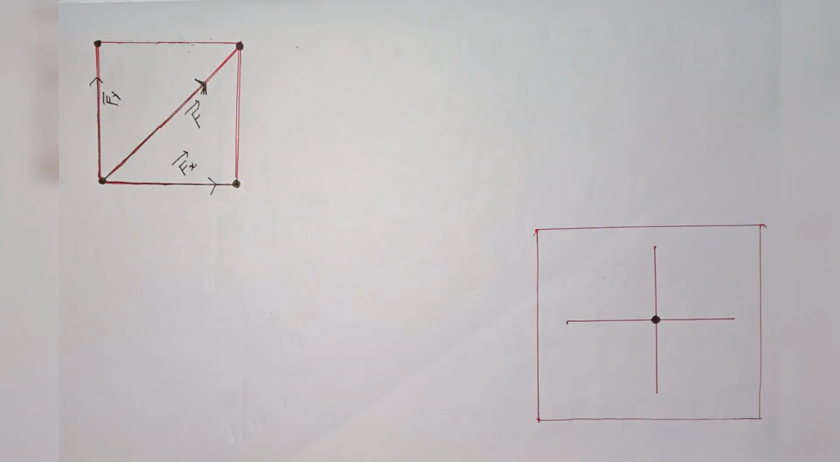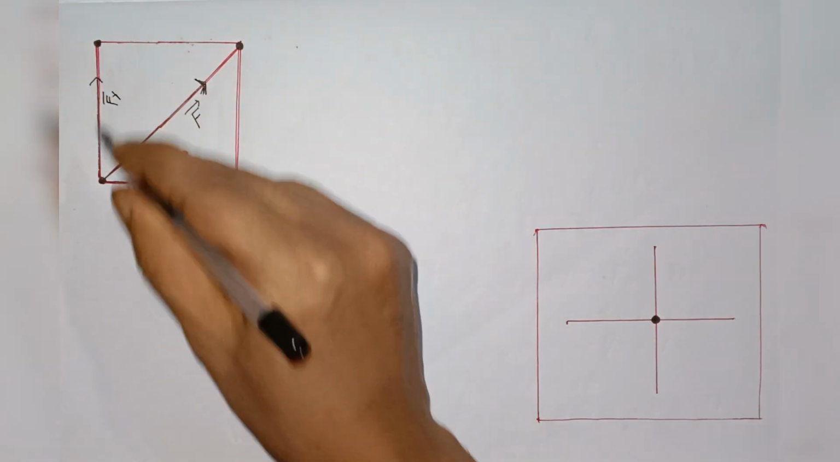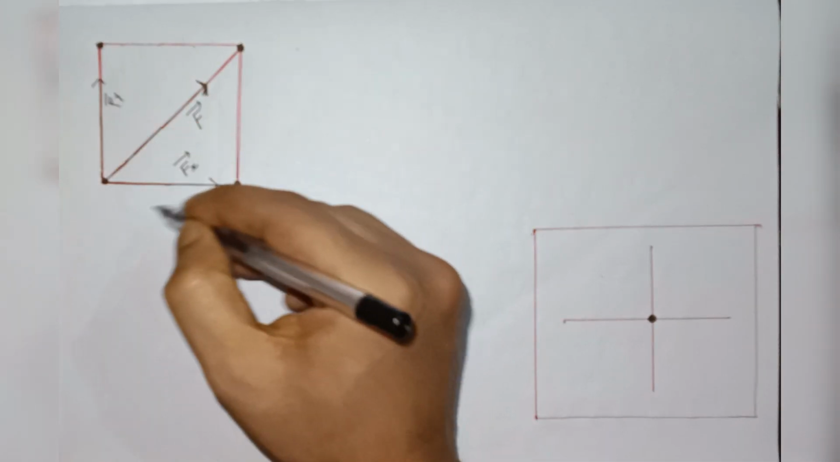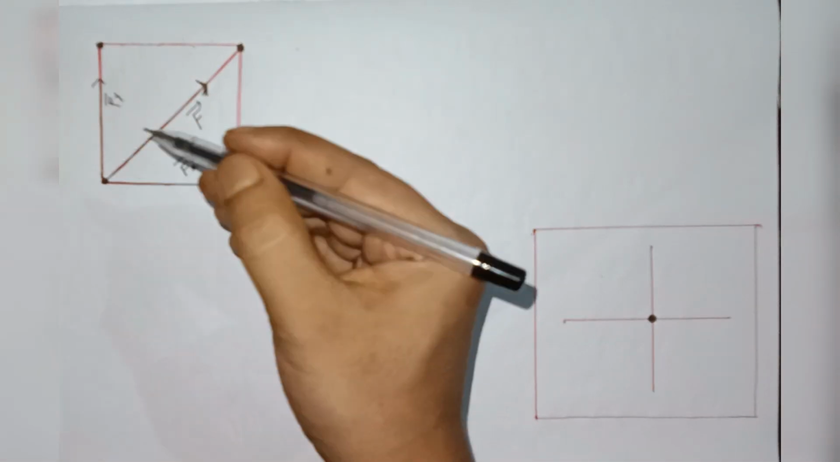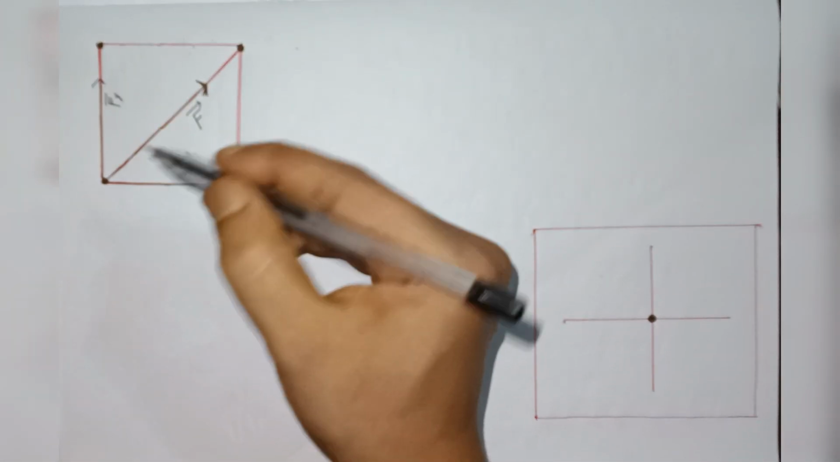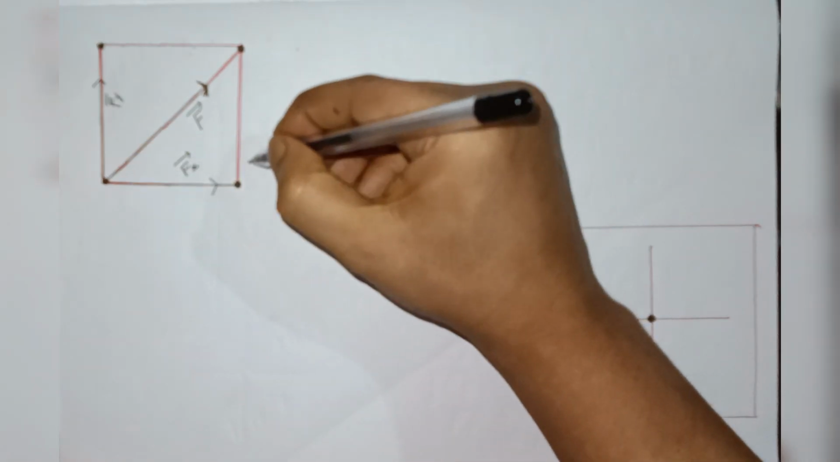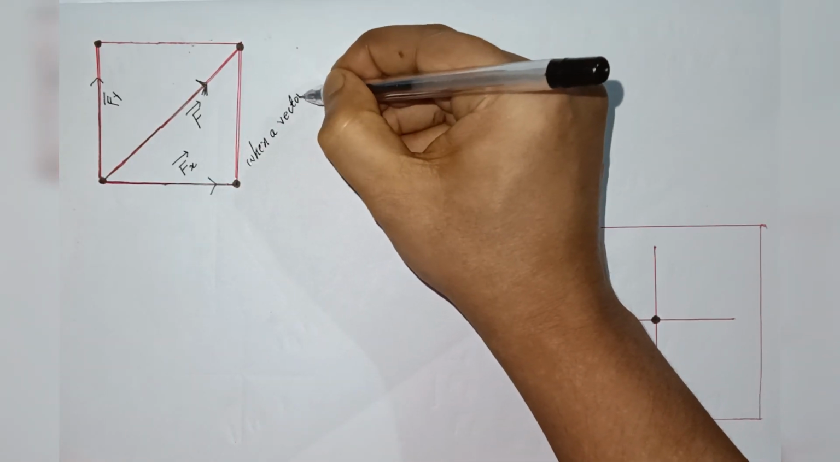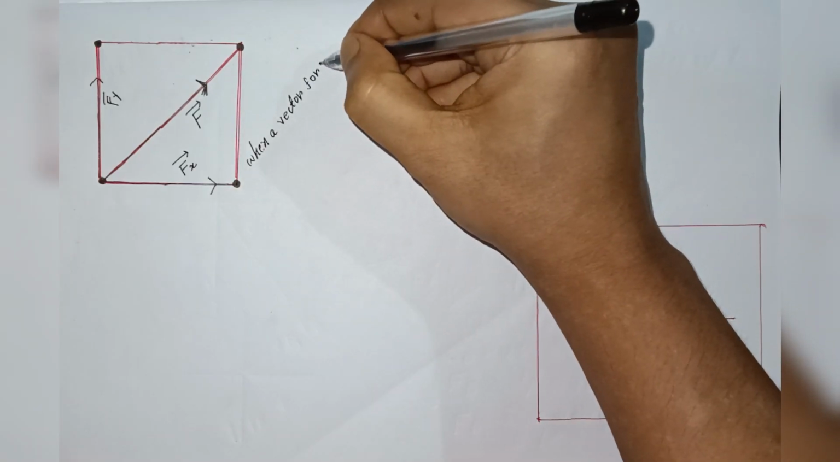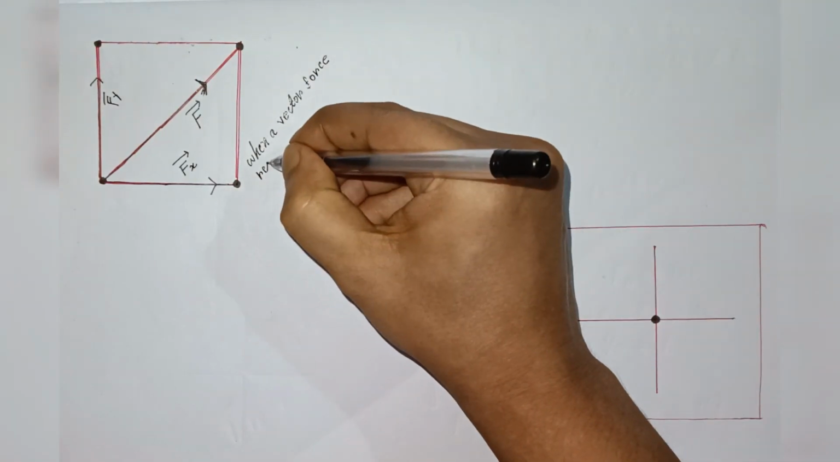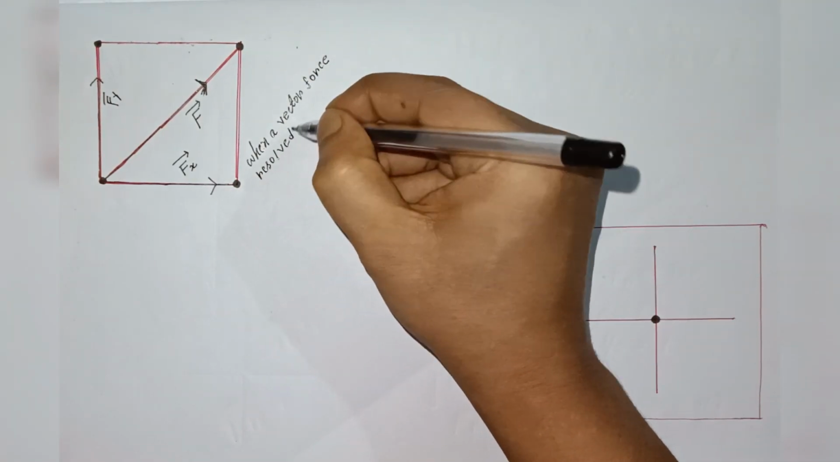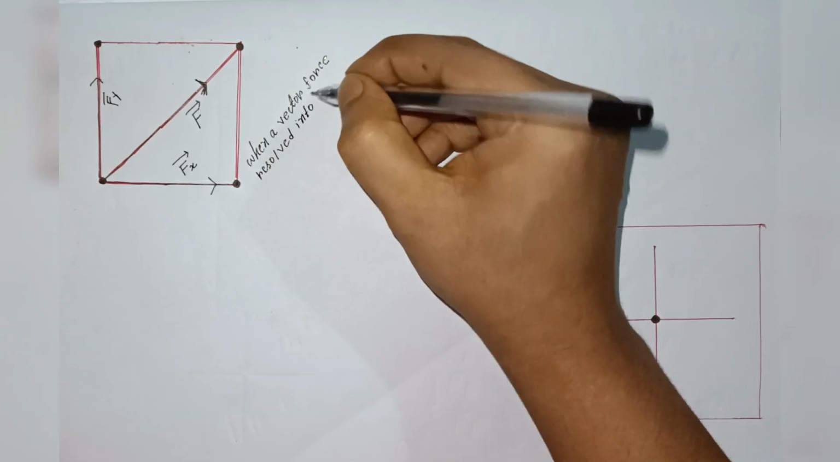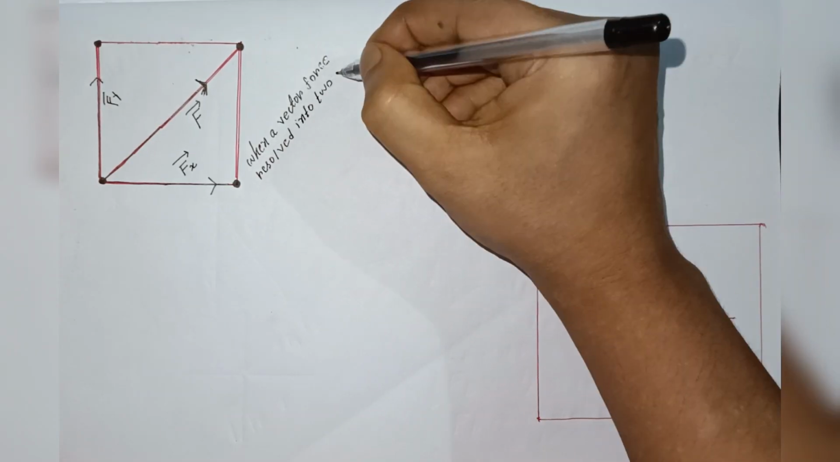In one word, a vector is like a biscuit, always broken into two pieces, one for the x-axis and one for the y-axis. So we can retain as the definition: when a vector force is resolved into two components along the x-axis and y-axis, then the components are called rectangular components.